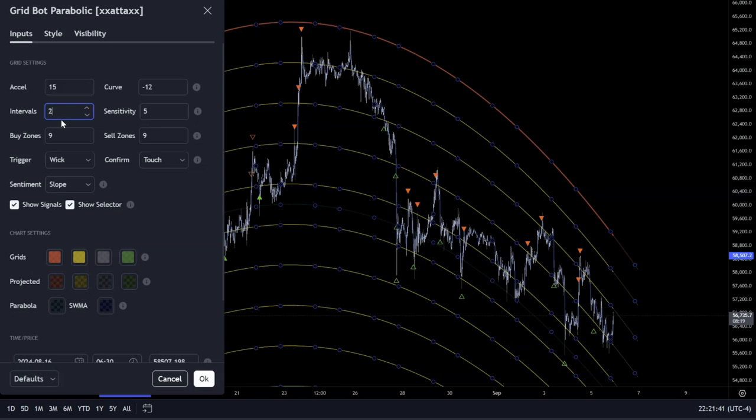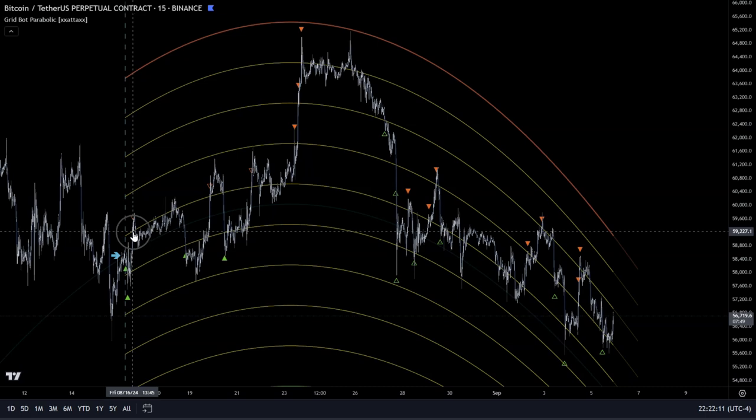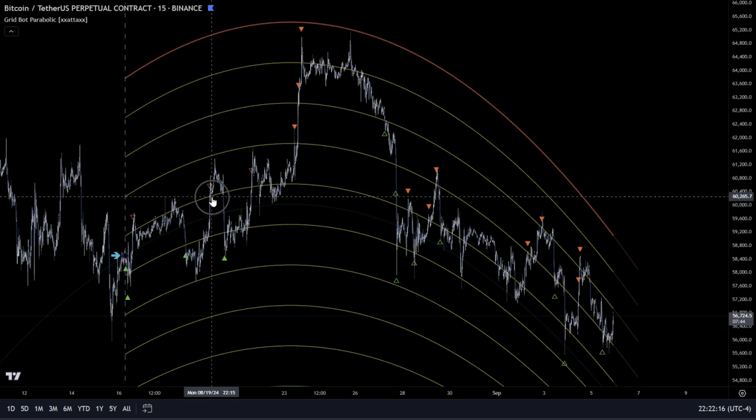But the trigger and the confirmation is a setting you might want to control. Trigger is what actually sets the signal. In this case, the trigger is the wick. So the trigger would be the wick touching the grid line. As soon as a wick touches a grid line, a signal is generated. However, you might not want to be that aggressive. You might want to change it to close. If that's the case, the signals are triggered when the close touches the next grid line. If a wick touches but does not close at the next level, the signal will not be triggered.